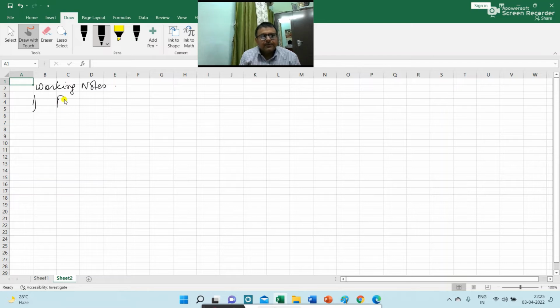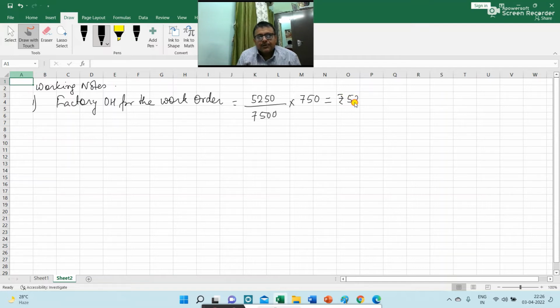So what will be the factory overhead for the work order? So this is equal to 5,250 divided by 7,500 into 750. So your factory overhead will be Rs 525.